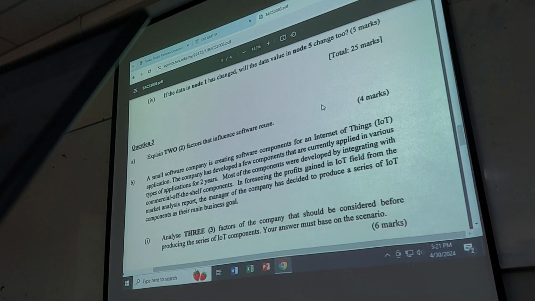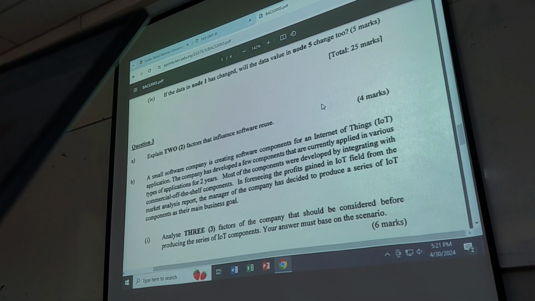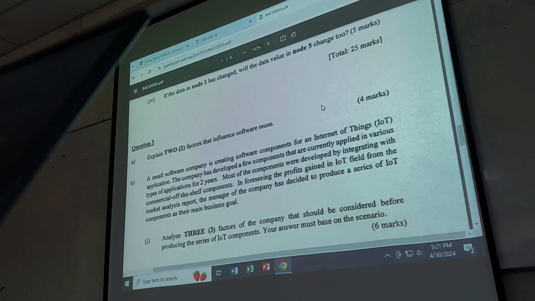B1 actually is an open question. You can think of any factor. Okay, so let us have a look at this scenario.